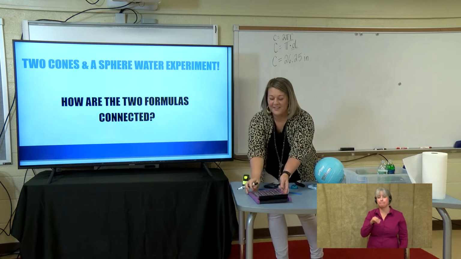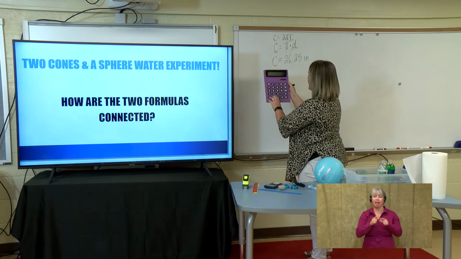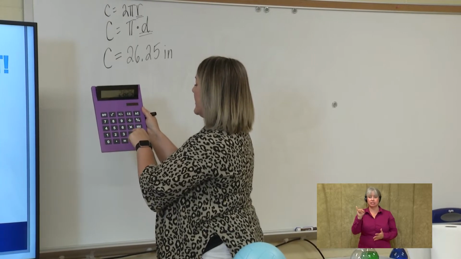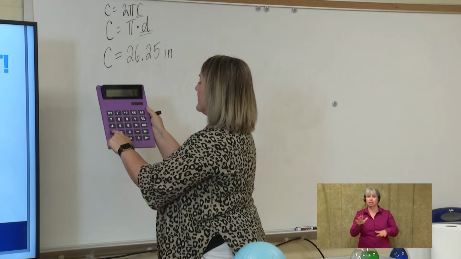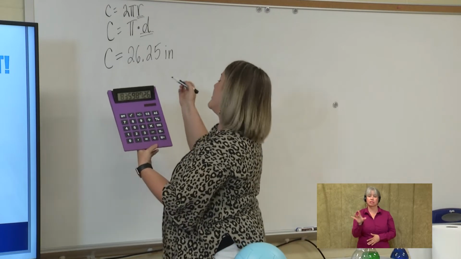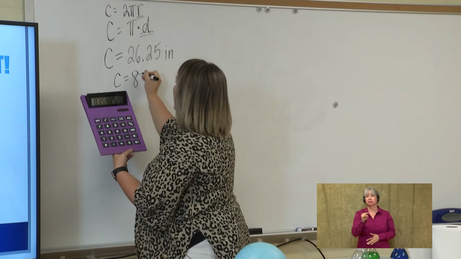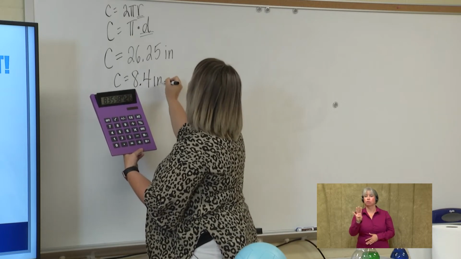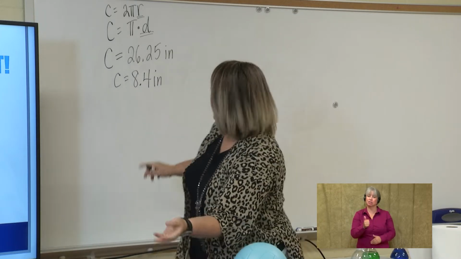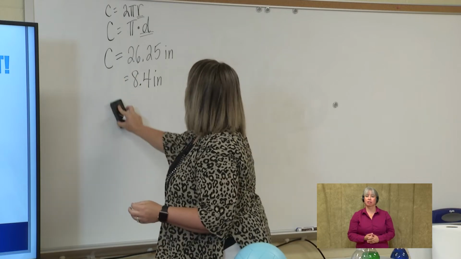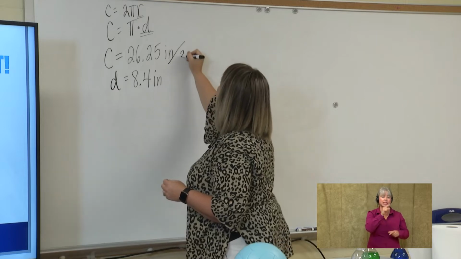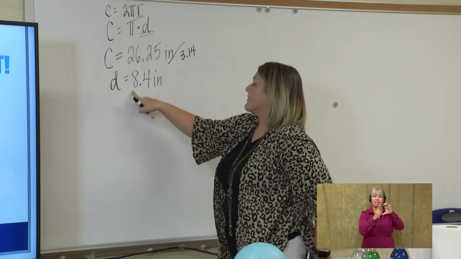So with our calculator, I got a big one today. With our calculator, let's do 26.25 divided by 3.14, and we would get approximately 8.35. So we're going to say 8.4, okay? 8.4, we're going to round it to the tenth. And that is actually not the circumference. I wrote that wrong there. What is that? That is the diameter, because we divided this by pi. So we were looking for the diameter.